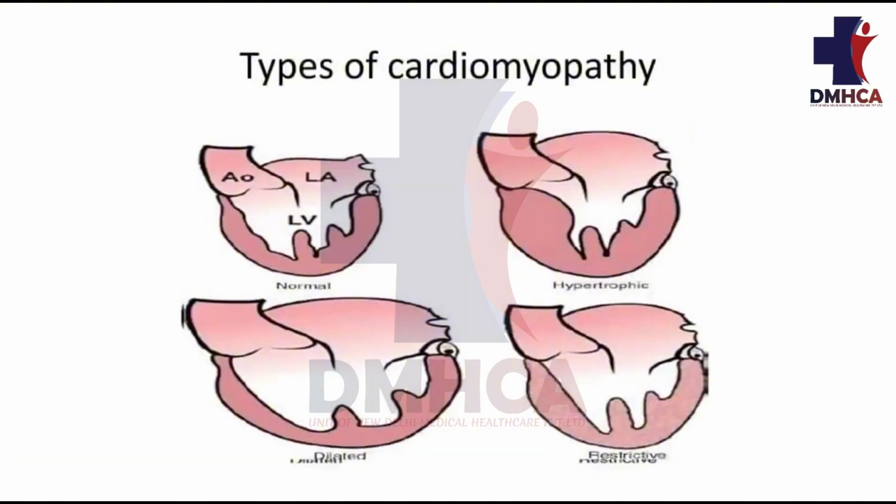So this is the normal. The first one is normal, and the second one is hypertrophy, where the muscle is hypertrophied. And the third one is dilated, it is almost dilated, and this is restrictive because diastolic dysfunction is there.